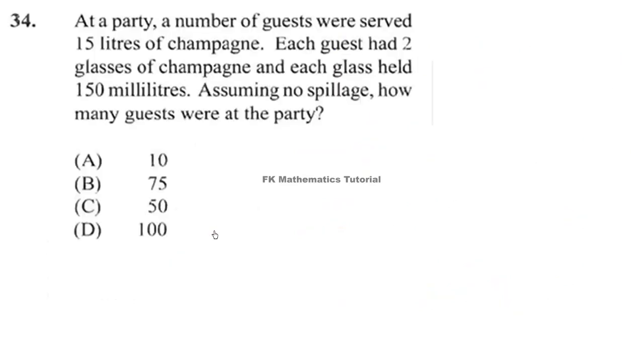At a party, a number of guests were served 15 liters of champagne. Each guest had 2 glasses of champagne, and each glass held 150 milliliters. Assuming no spillage, how many guests were at the party? So we know 1000 milliliters is equal to 1 liter. So the 15 liters will be equal to 15,000 milliliters.